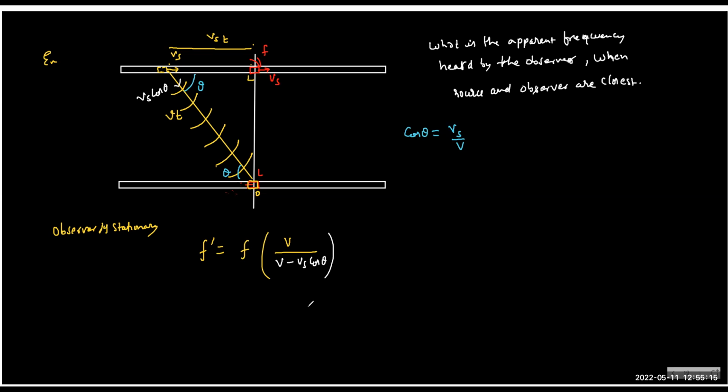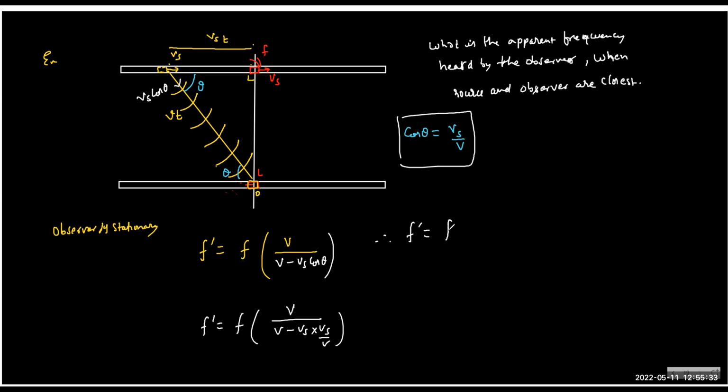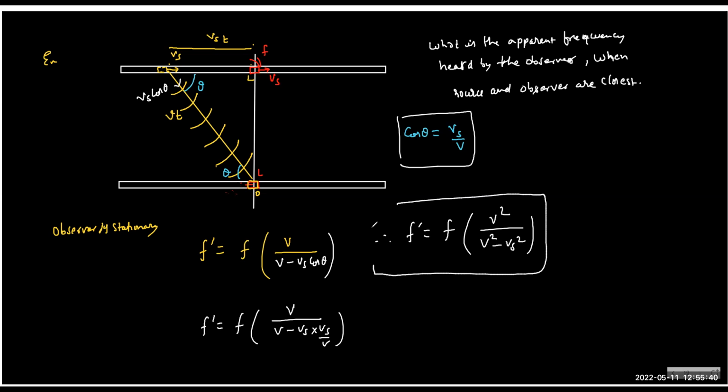So can we write like this? Is this part clear? Yes, understood. The cos theta we can write as Vs upon V from here. Therefore, the f dash will be f into V square by V square minus Vs square. Is it clear? So this is the two-dimensional problem that you will come across.